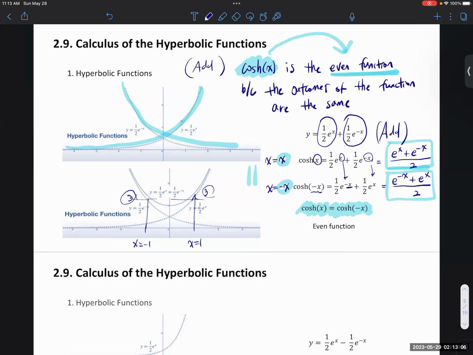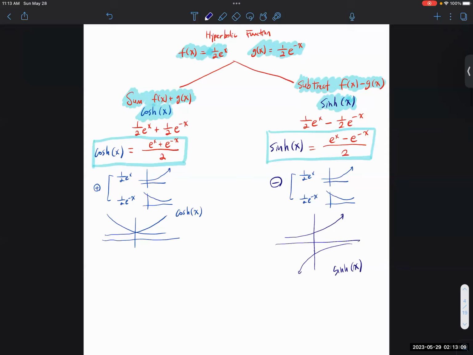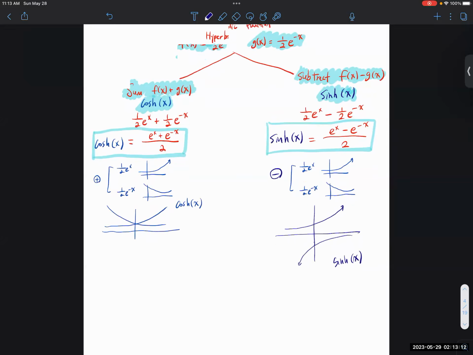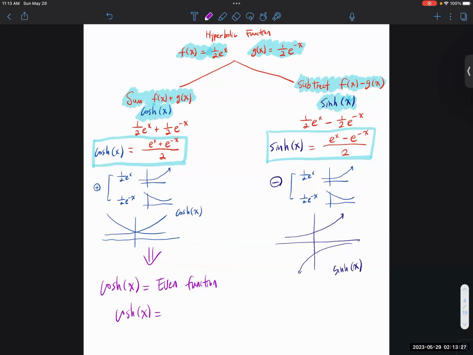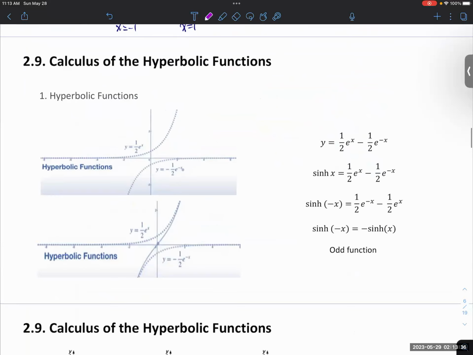So we remember, if you subtract those two, we call that the sinh function. And I'm going to add this cosh function. We just proved that it is an even function because we just found out cosh x is equal to cosh of negative x. So let's take a look at the characteristic of the sinh function. Here we go. So for the sinh function, we know the graph is going to look like this, symmetric. And then we are going to subtract 1 over 2 e to the x minus 1 over 2 e to the negative x. So you have the sinh function.